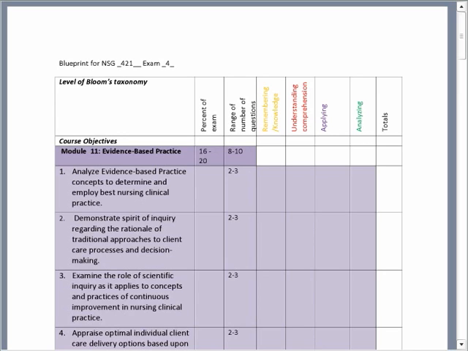So the next objective, Objective 3, talks about examining the role of scientific inquiry as it applies to concepts and practices of continuous improvement in nursing clinical practice. Essentially, how do you evaluate the patient care that's delivered based on whatever the current evidence is? How do you know that it's working or not working, or that we have to adapt it to make it work better?